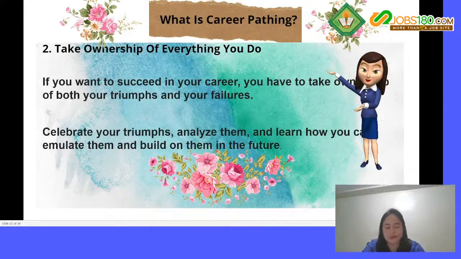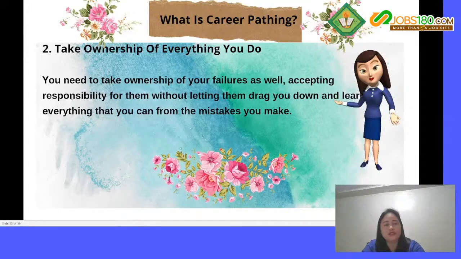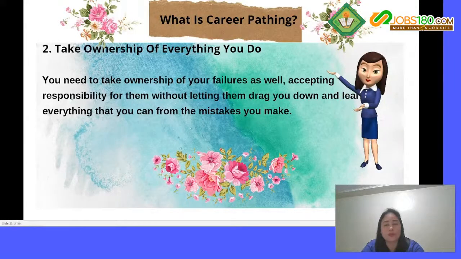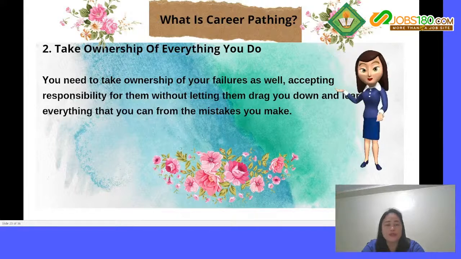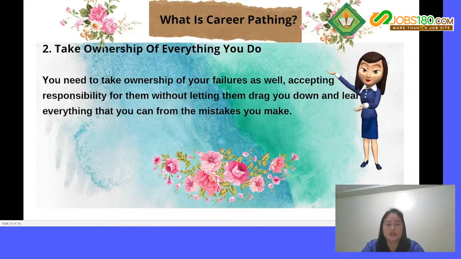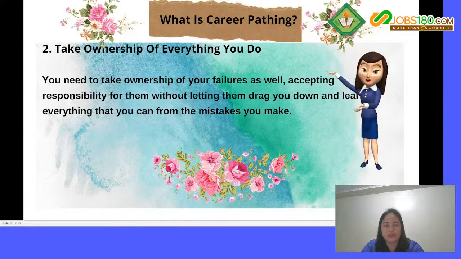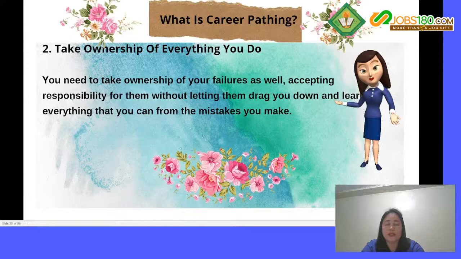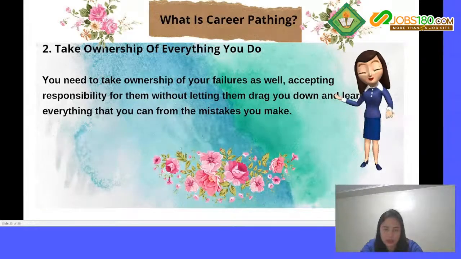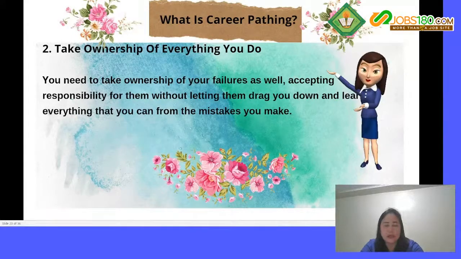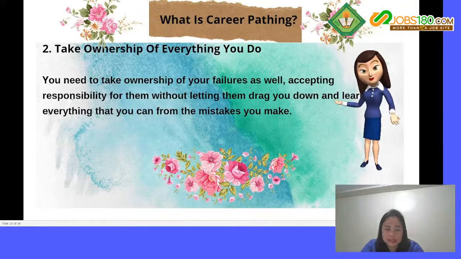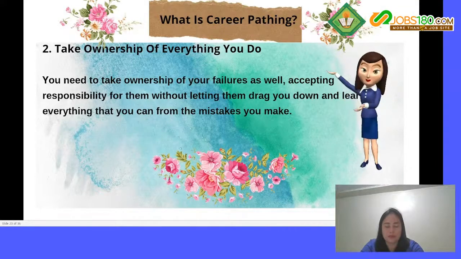upang magkaroon din tayo, sabi nga, mag-grow tayo. Okay. Next, you need to take ownership of your failure as well, accepting responsibility for them without letting them drag you down, and learning everything that you can from the mistakes you make. Okay. Lahat naman tayo ay nagkakamali. Kailangan lang natin na bumangon ulit. Natututo tayo, sabi nga, sa ating mga pagkakamali, sa ating mga failures. Pero accept natin yung responsibility natin kung sakali man na meron tayong pagkakamaling nagawa.